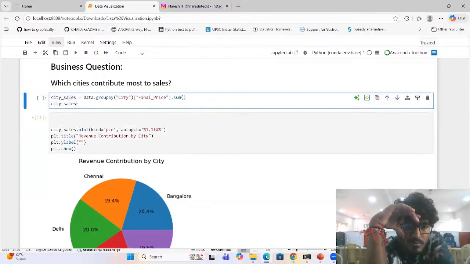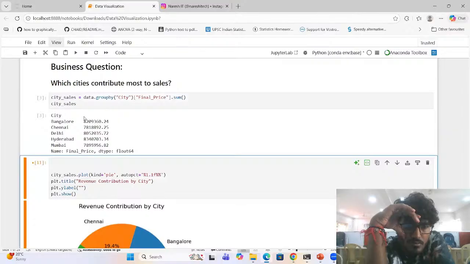so when I do this, see what is my output? My output is like this. From Bangalore, this is the amount. From Chennai, this is the amount. From Delhi, this is the amount. Hyderabad and Mumbai. Like this I have. Now I'll represent exactly this series as a pie chart.